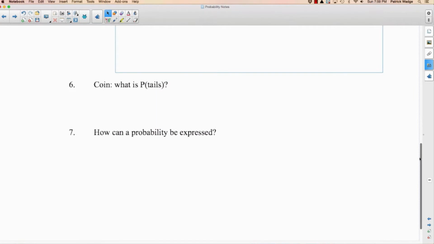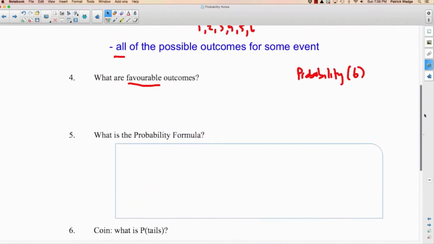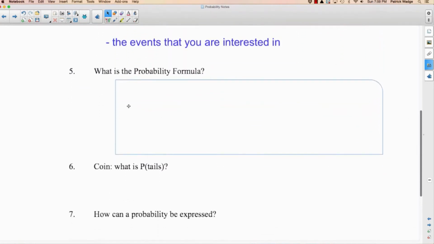So, how come the probability is 1 out of 6 when you roll a die? What are each one of those numbers? If I want to know the probability of rolling a 2, instead of writing the whole word probability, it takes too long. You just put capital P, and then what you're interested in, the favorable outcome, you put in brackets. So the probability of rolling a 2 is 1 over 6. How come? What do each of those numbers mean? What's the bottom number refer to?